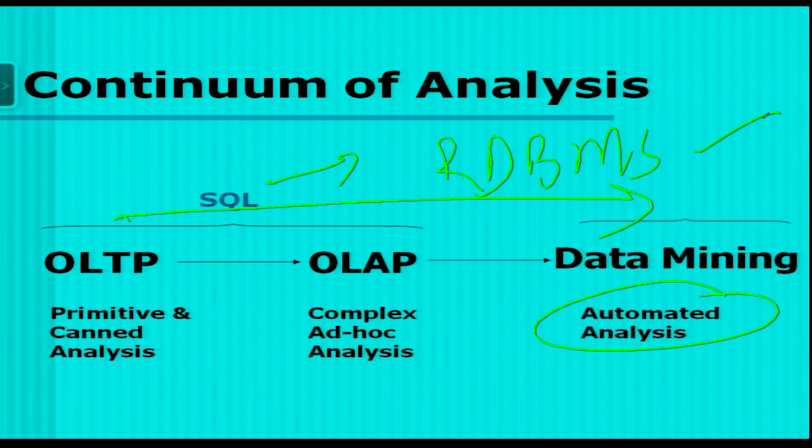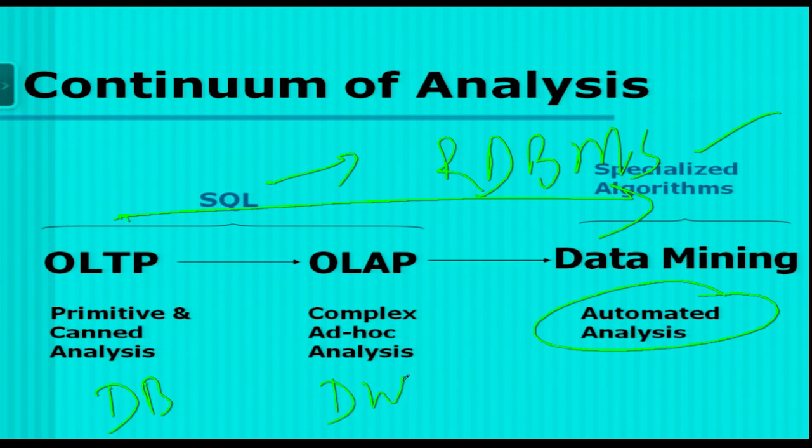And when it comes to data mining, we are writing specialized algorithms for analyzing the data. So this is the continuum of analysis, right? So that is the typical sequence we follow. If I relate it to courses, first you do a course on databases, and then you do a course on data warehouse, and you end by doing a course on data mining.